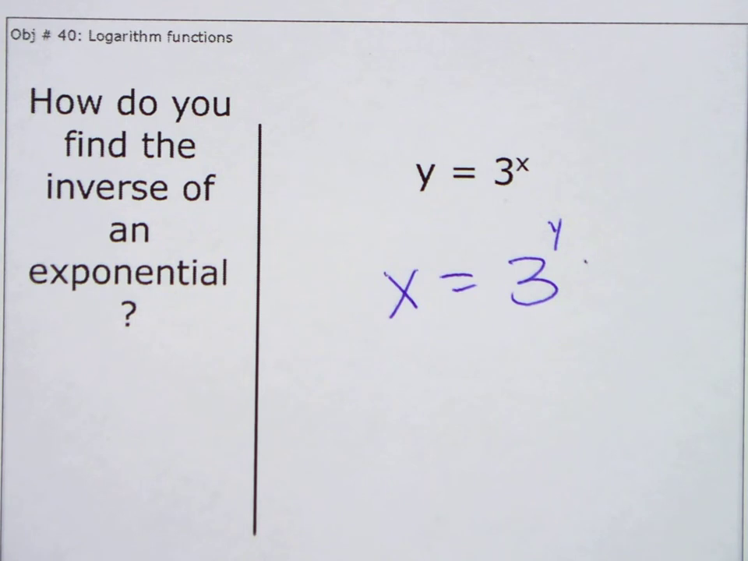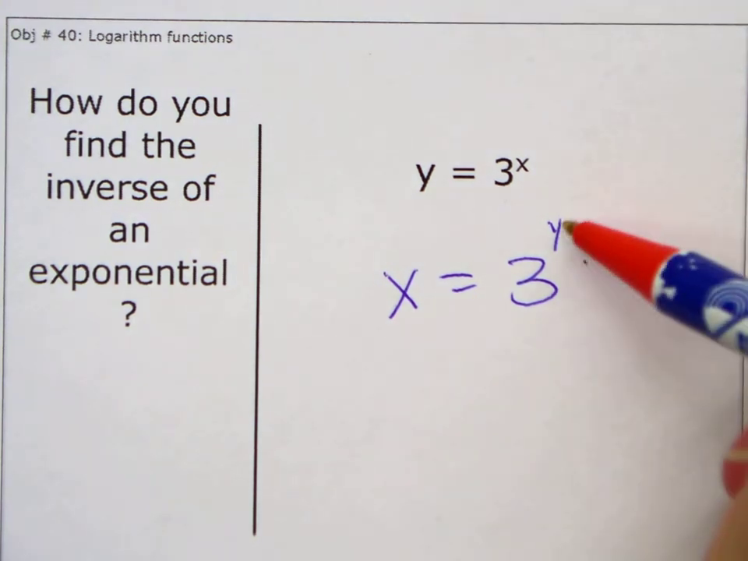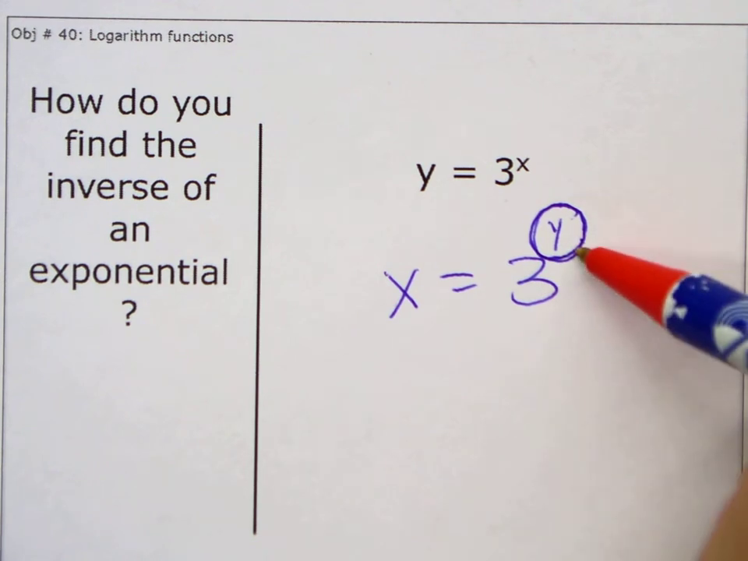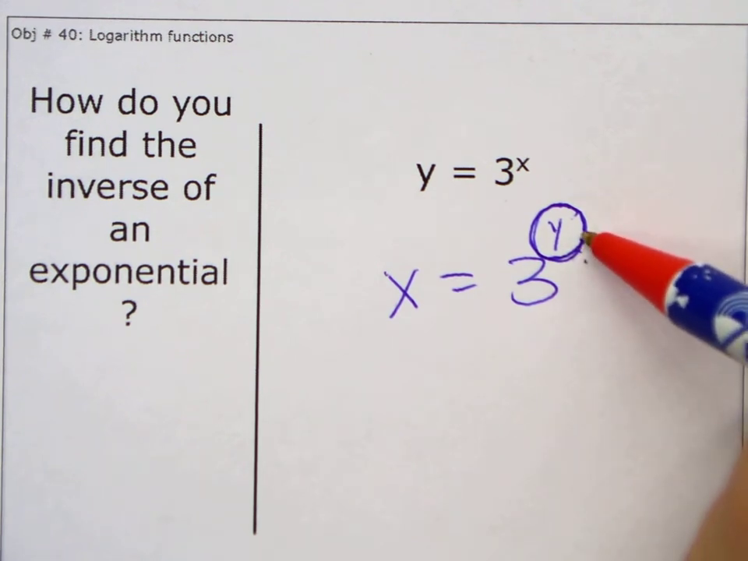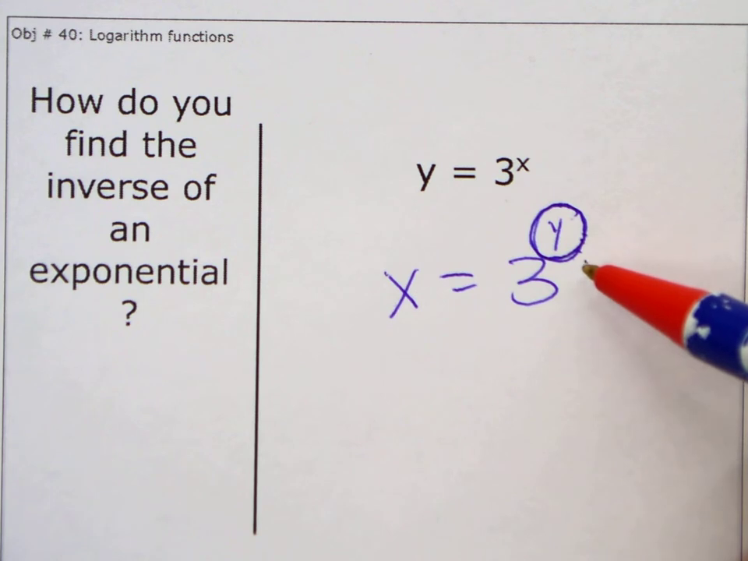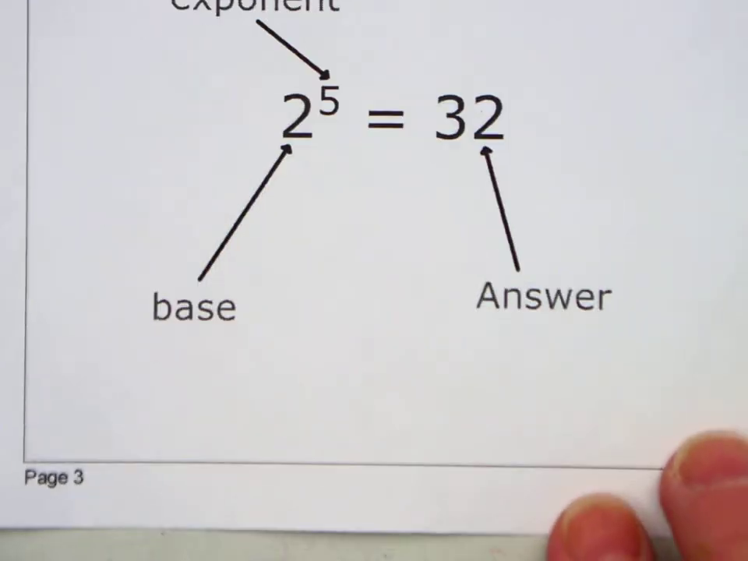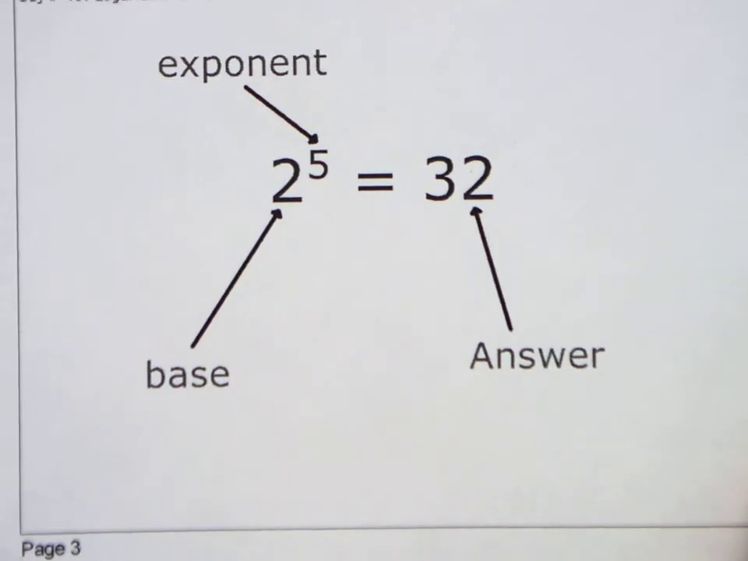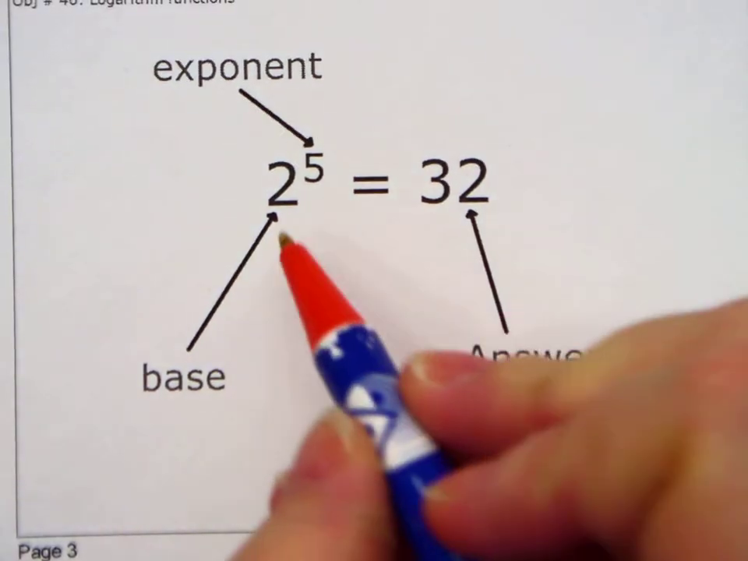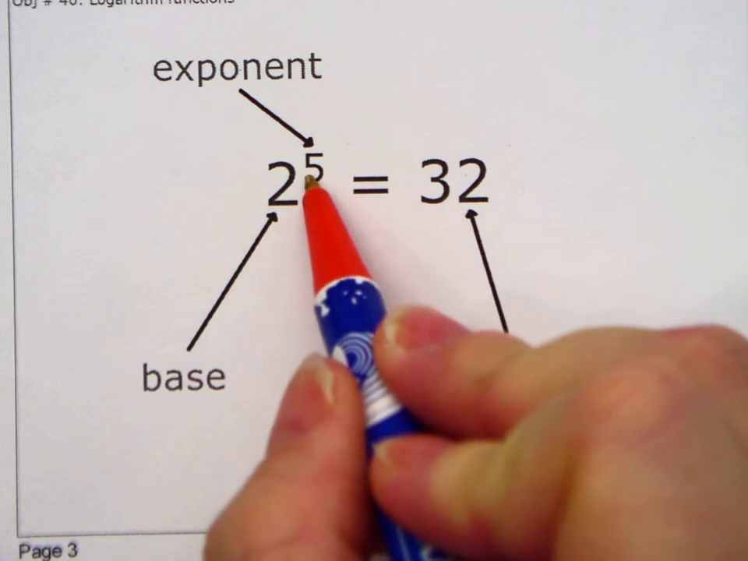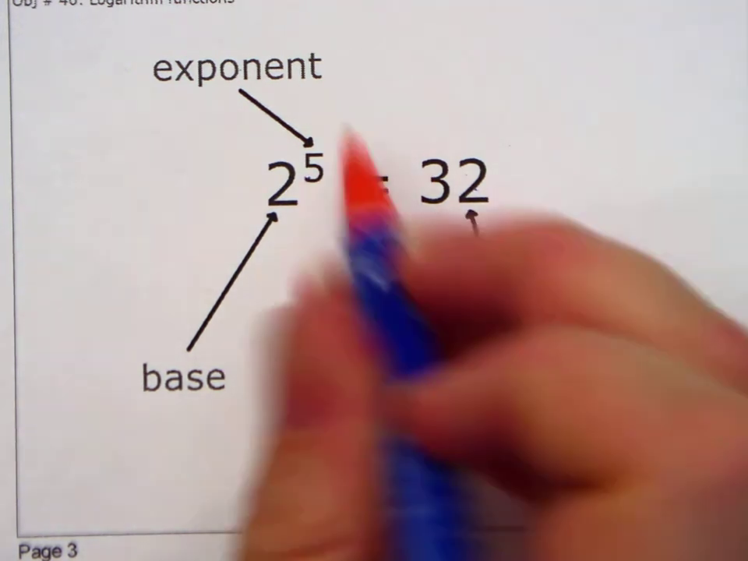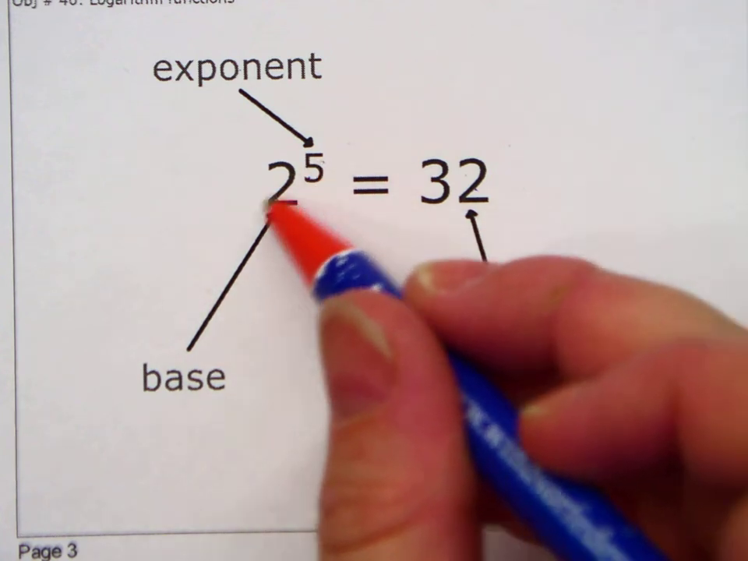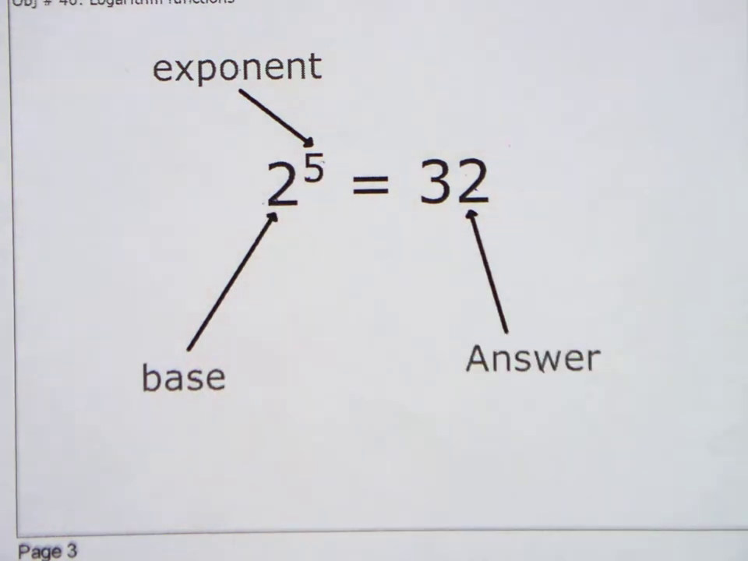What a logarithm ends up doing, the inverse, is it gets this y out of the exponent. We need some way of getting this out of the exponent, and so that's what a log does. So real quick, 2 to the fifth equals 32. Remember, 2 is the base, 5 is the exponent, and 32 is your answer. We're going to be using these two terms, base and exponent, to rewrite.